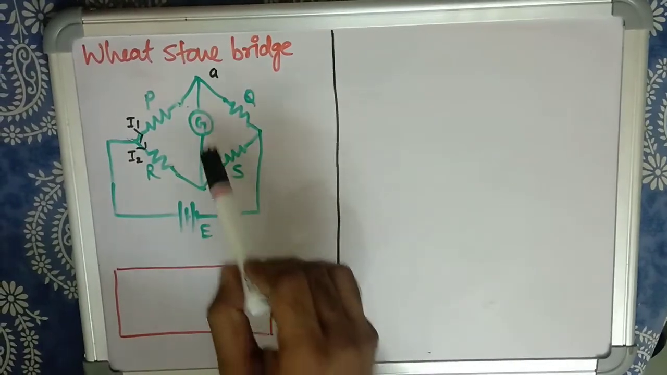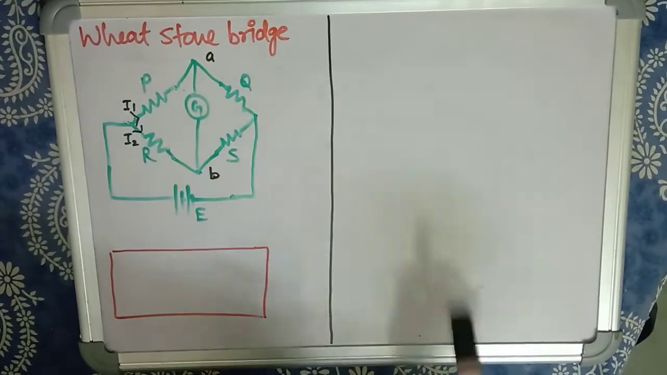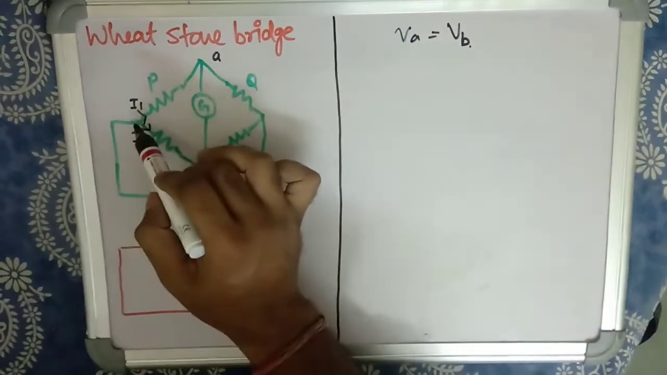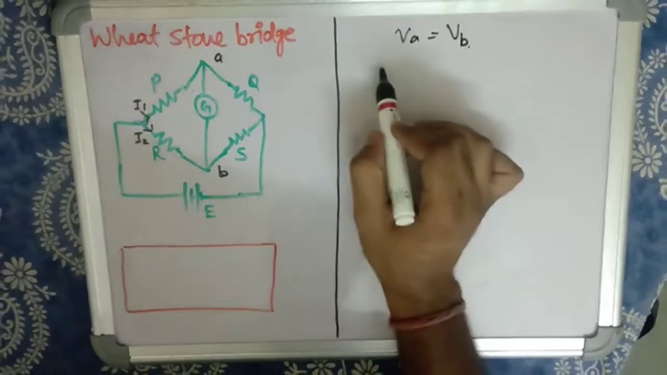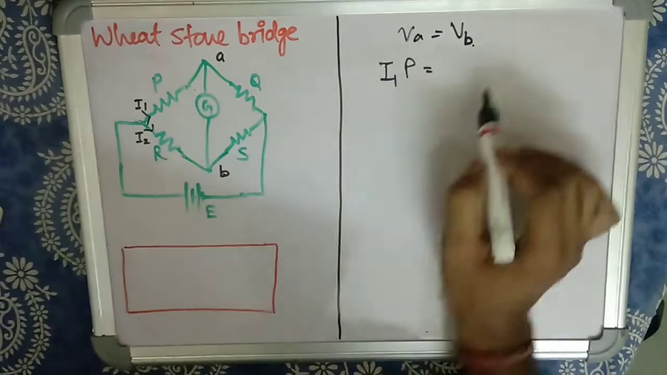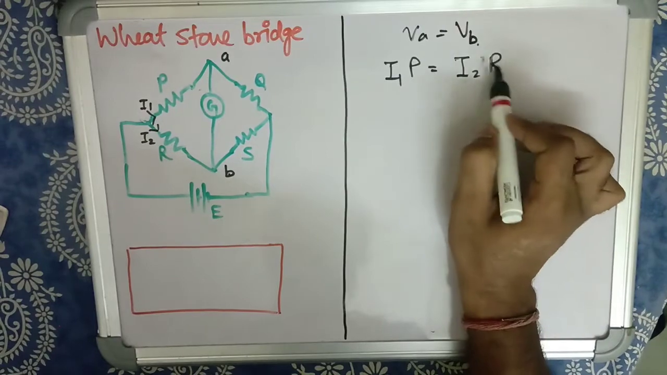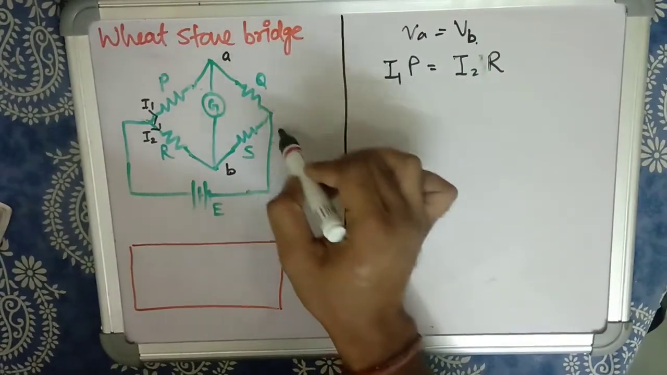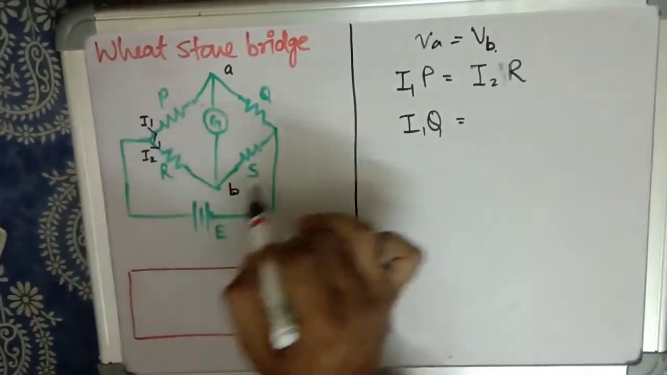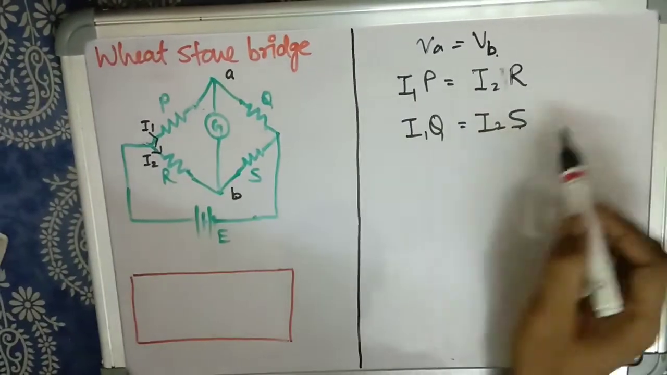Under the balance condition, when no current flows through the galvanometer, the voltage VA is equal to VB. So when we equate VA equals VB, we have I1 P is equal to I2 R, and also I1 Q is equal to I2 S. So this is our balance condition.